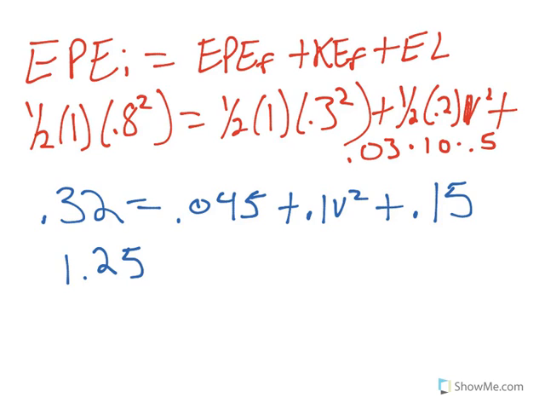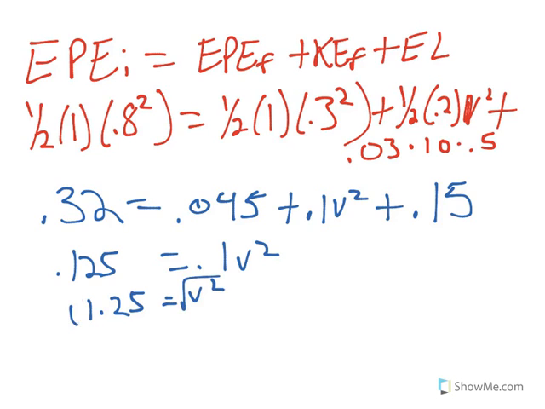Okay, 1.25, and that's equal to 0.1 v squared divided by 0.1, and we should get, or rather, I apologize, this should be 0.125. Now divided by 0.1, and we should get 1.25 equals v squared, and square root, and we get 1.12 meters per second.